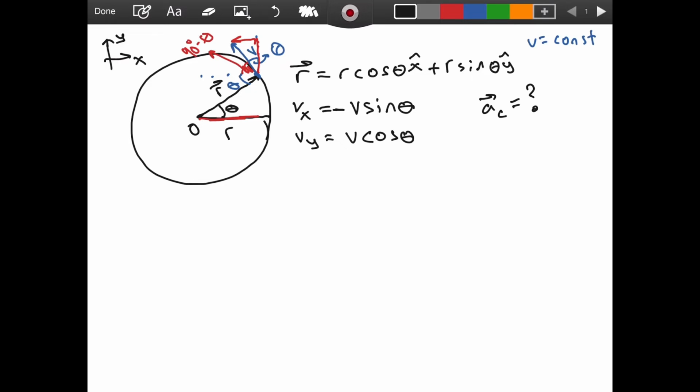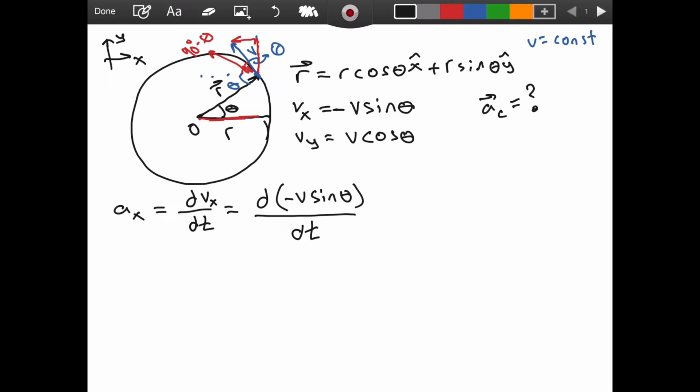Great. Then by definition, the acceleration in the x direction will be equal to the derivative of the velocity in the x direction with respect to time, right? So we write this, and how can we do it? Well, let's just substitute what we have. We have this, and dt.